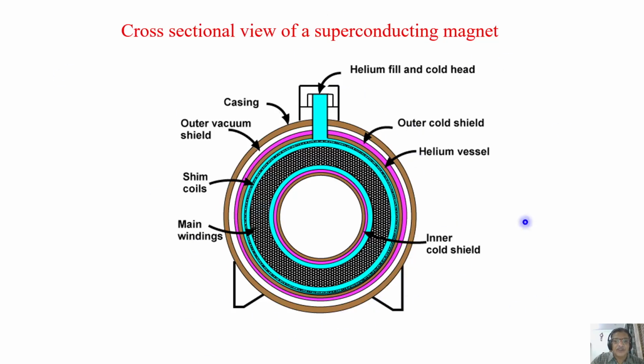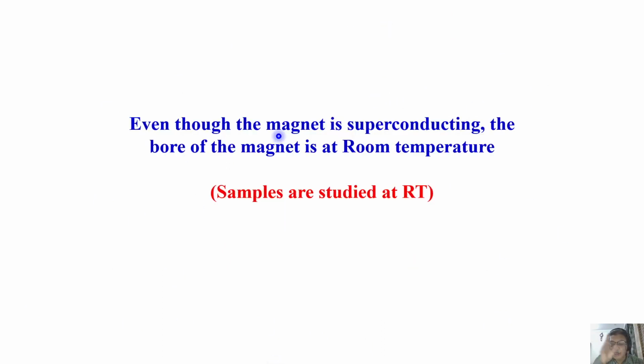Because a lot of research work and technological development is going on to get a very sophisticated magnet of our requirement. It involves a lot of effort. So as a consequence, when you buy a spectrometer, a major portion of your money goes to the magnet part. Now, as I said, even though the magnet is superconducting, the bore is at room temperature. All samples are investigated only at room temperature.